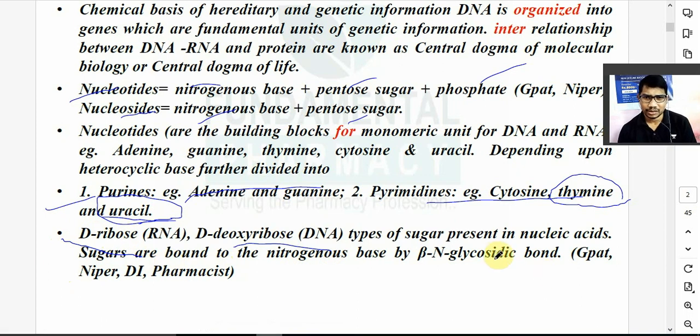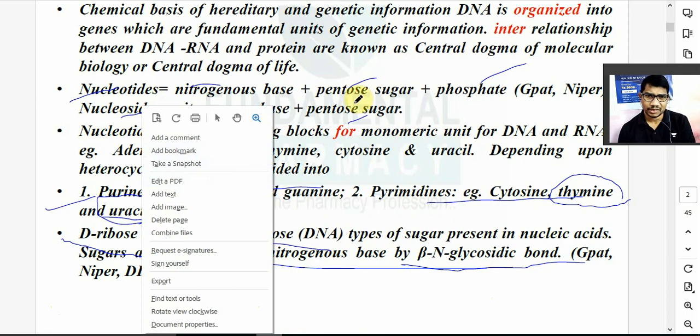We have already seen this part. Now these nucleotides are held together by phosphodiester bonds in the DNA and RNA. Okay. Now sugars bind to a nitrogenous base by a beta N-glycosidic bond. We have seen this part, so I'm just repeating it.